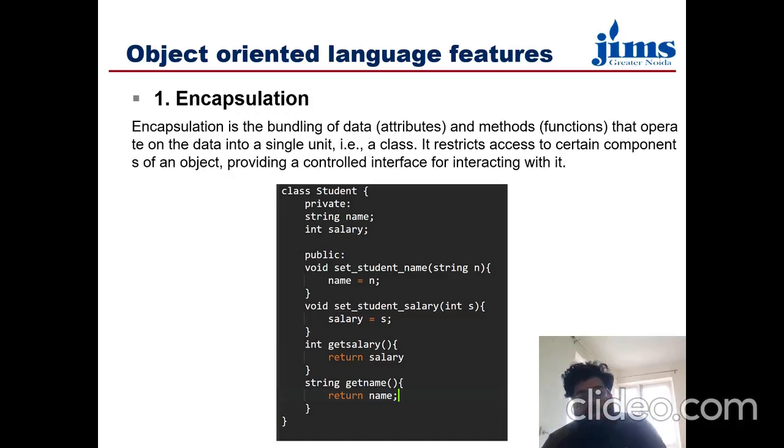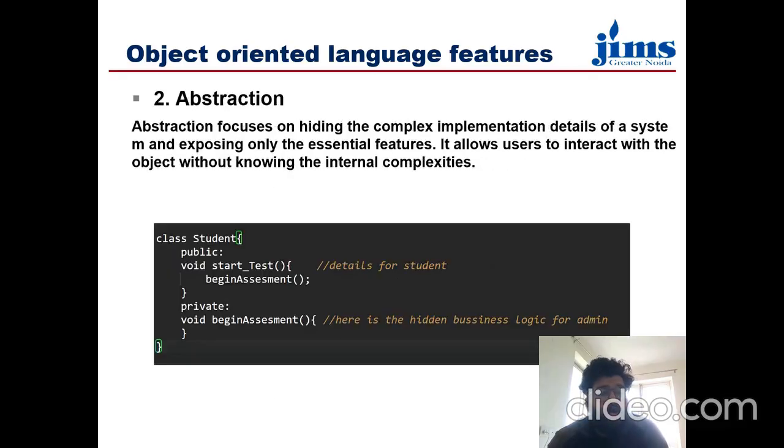Now coming to the example, here we can see that there is a class called Student and there are members called string name, salary, and there is a method called setStudentName. This method is a public method, and everything is encapsulated into a single unit which is called the Student class.